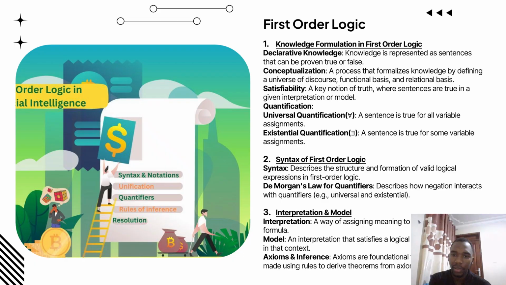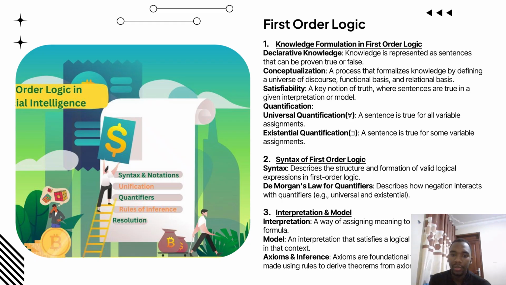Quantification. Universal quantification. A sentence that is true for all variable assignments. By extension, existential quantification. A sentence is true for some variable assignments. Syntax of first-order logic. Syntax describes the structure and formation of valid logic expressions in first-order logic. Terminology of quantifiers. It describes how negation interacts with quantifiers.